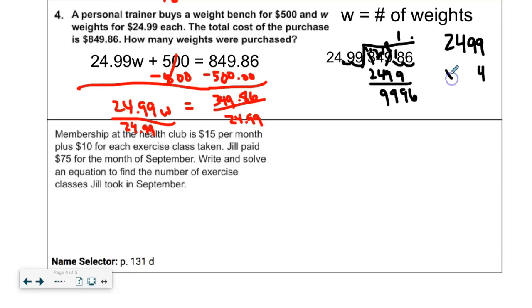Let's see what happens. 9 times 4 is 36. 9 times 4 is 36 plus 3 is 39. 4 times 4 is 16 plus 3 is 19. I like where this is going. 2 times 4 is 8 plus 1 is 9. Congratulations. We hit that right on the head. I'm not going to write that again. So 14 weights. How many weights were purchased? 14 weights.